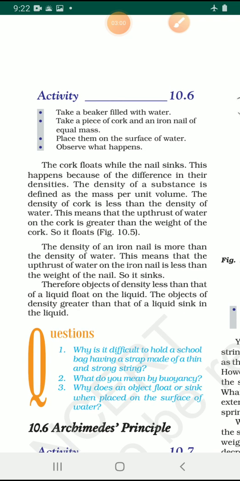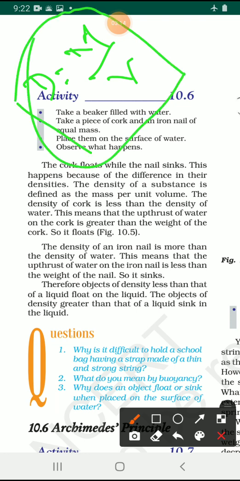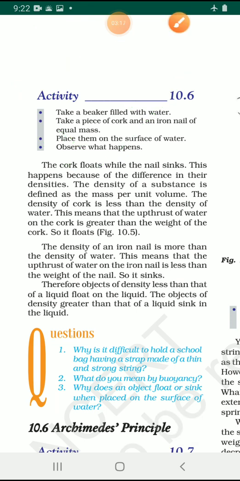So what do you mean by density? Remember, children, the density, D, I am going to write here: density D is equal to mass per unit volume. Mass by volume is called the density. Got it? This is called density, mass by unit volume. The density of a substance is defined as the mass per unit volume, right?